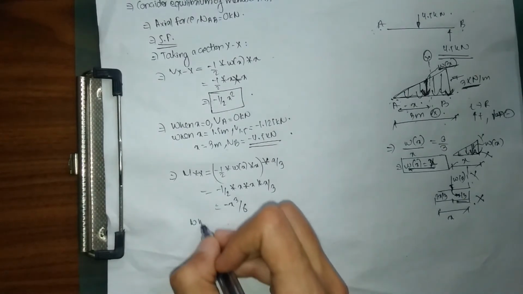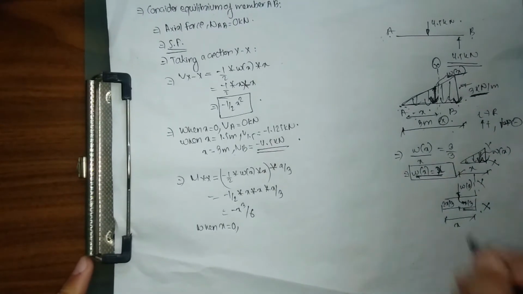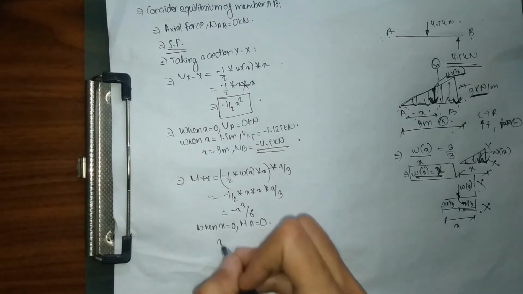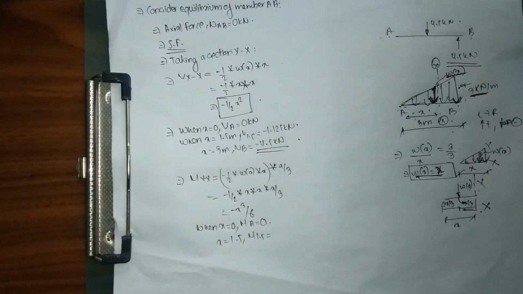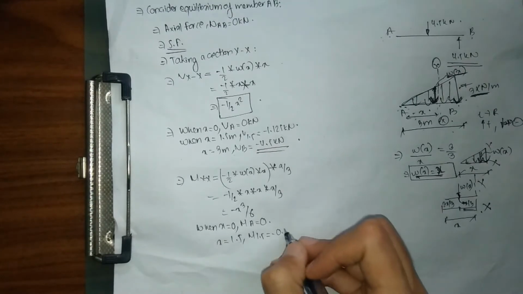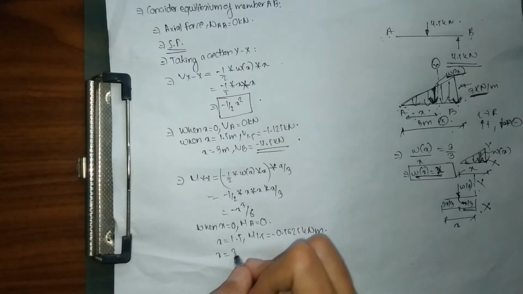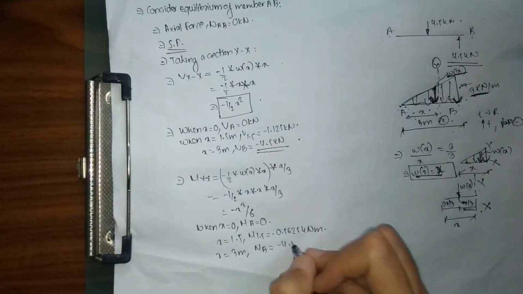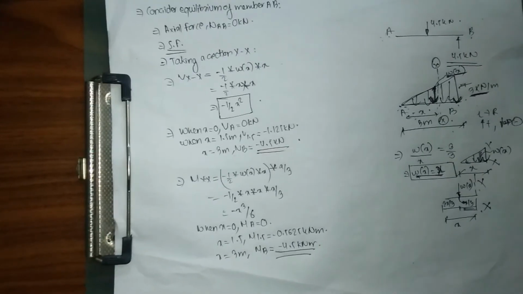So when x equals 0, I'm going to get my moment about A. My moment about A is going to be 0. So when x equals 1.5, my moment at a distance of 1.5 will be simply equal to minus 0.5625 kilonewton meter. Finally, when my x equals 3 meters, I'm going to reach my point B, and I'm going to get my value of moment as minus 4.5 kilonewton meter. So now I have completed my bending moment as well.